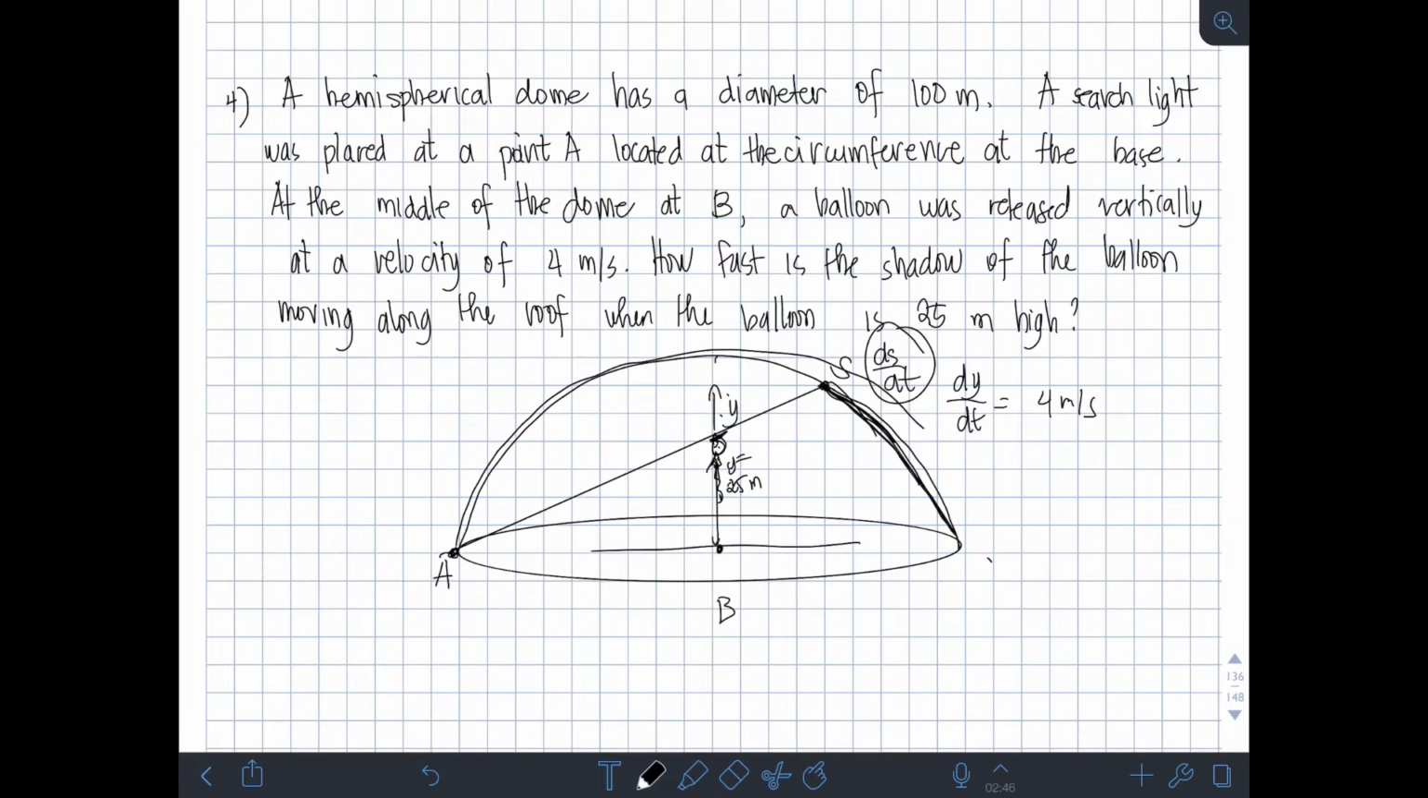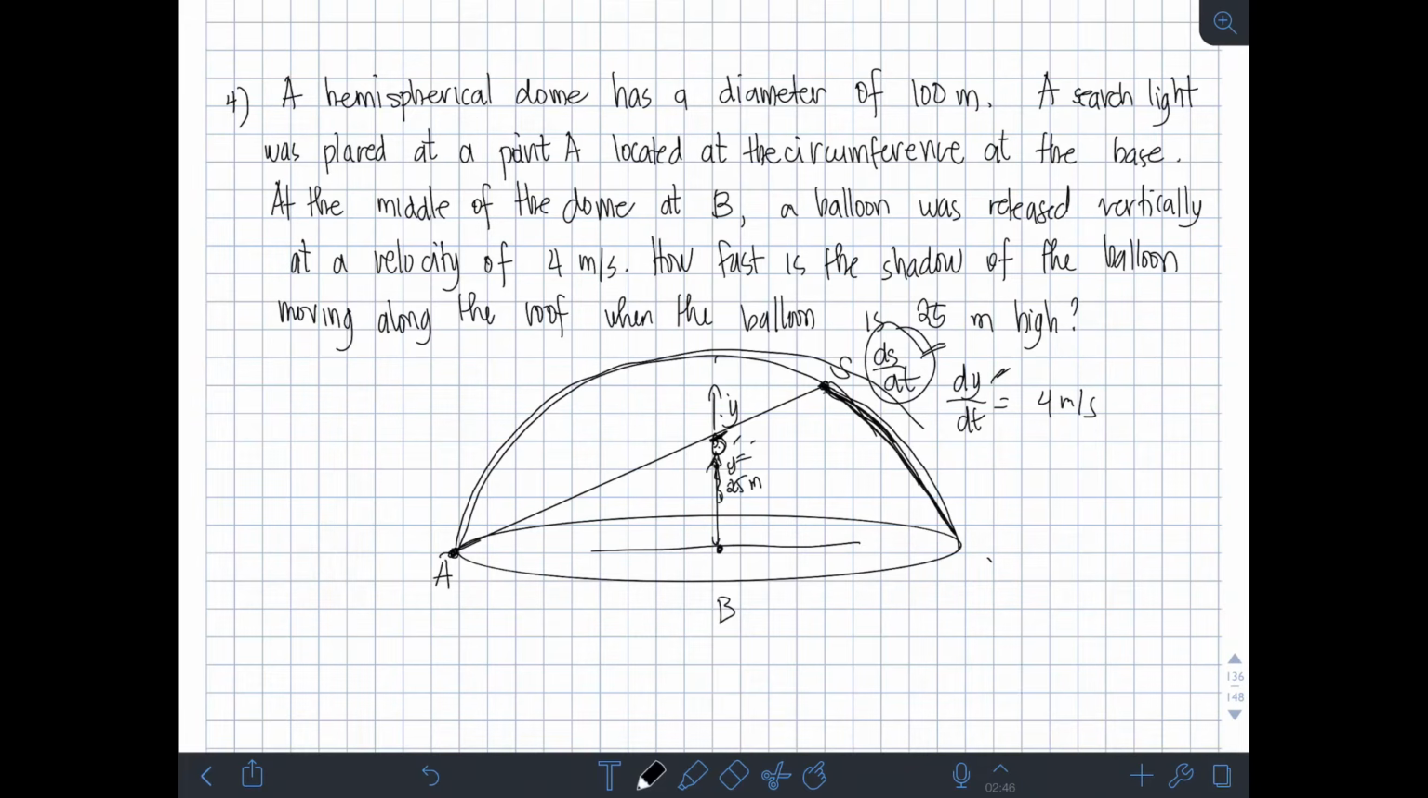So, kailangan nating ma-relate yung pagbago nung angle nitong searchlight with respect dito sa shadow niya na S. Right? Kasi nga, nagbabago to, diba? Tapos, nagbabago rin at the same time yung height. So, meron tayong dalawang i-consider na variable. Yung height, so, kanina meron tayong rate of change ng height, dy over dt. Ang kailangan natin is ds over dt.